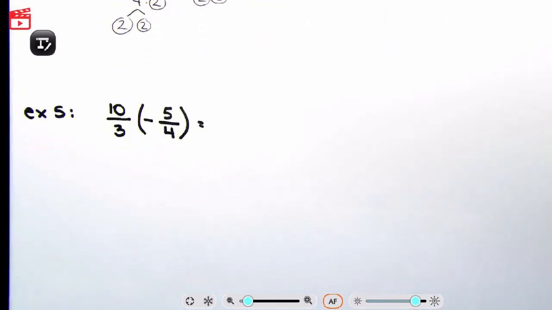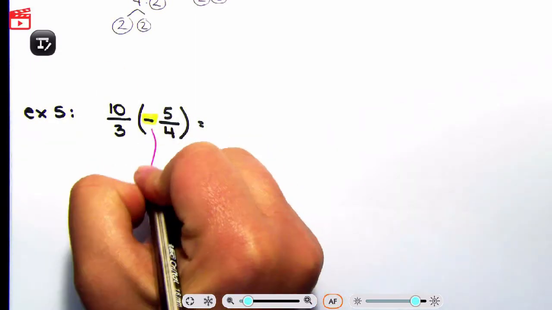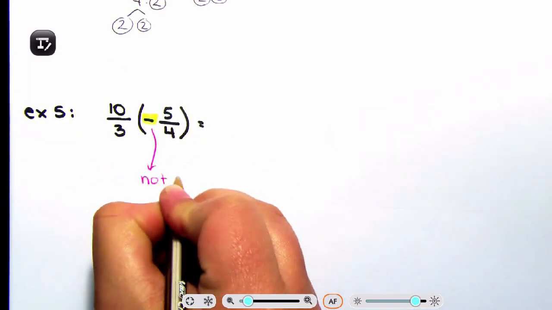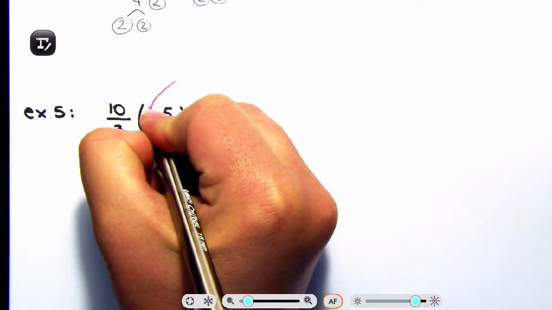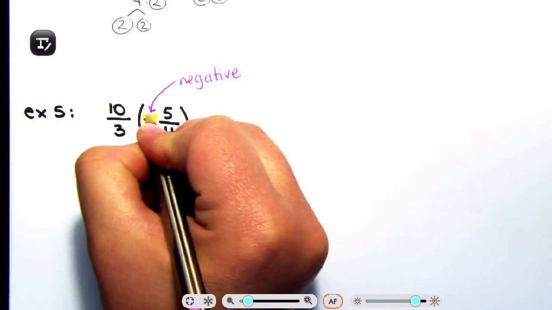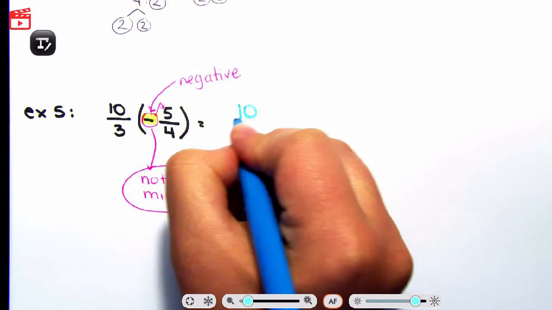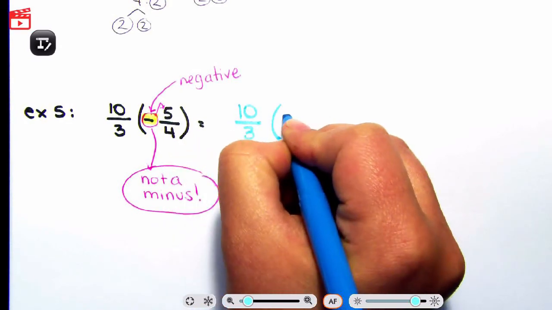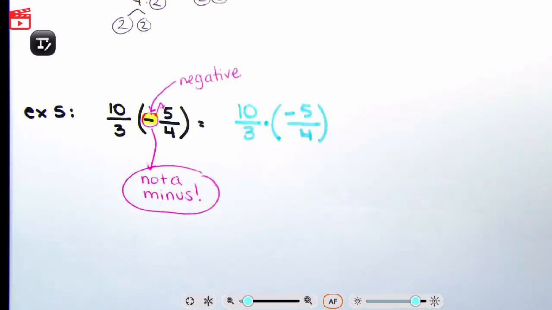For example number 5, because this minus is inside of the parentheses, this is not a minus. Because it's inside of the parentheses, this is not a minus, this is a negative. That means this negative belongs to the 5. So what do you really have? You have 10 thirds times negative 5 fourths. Again, this is secret dot there. Mathematicians are lazy, so we don't want to write that dot. We have better things to do, right?